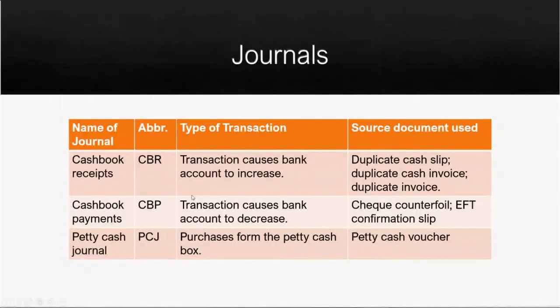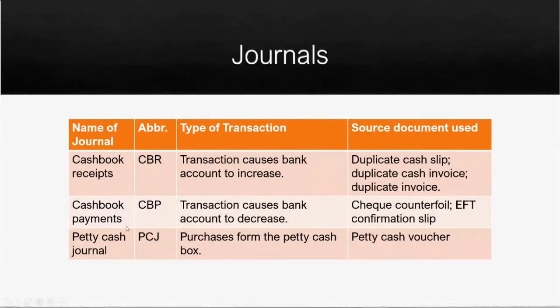Now, important to note, when we receive money, we have duplicate information. Now, why do we have the duplicates? Because we give the originals to our customers, okay? So that's why we use duplicates for the cash book receipts.